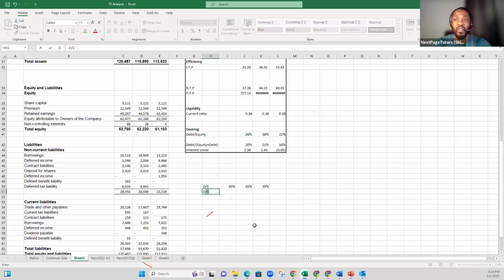But debt over asset, right? Or which is equity plus debt, right? Or let me just put it clearly.